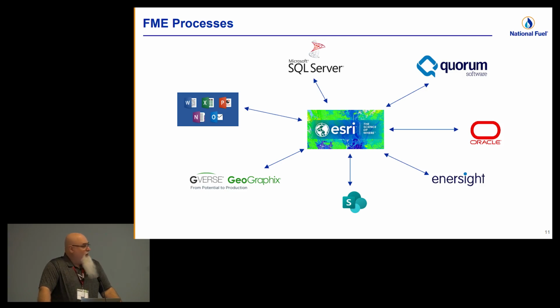So the processes that we currently use, we're pulling data from multiple sources like Geographics and SharePoint, Oracle, Intersight, Quorum, and putting it all together. And the majority of it is going into our ArcGIS Enterprise. And then we make it available in Portal for everybody. And this has made life so much simpler for all of our employees.